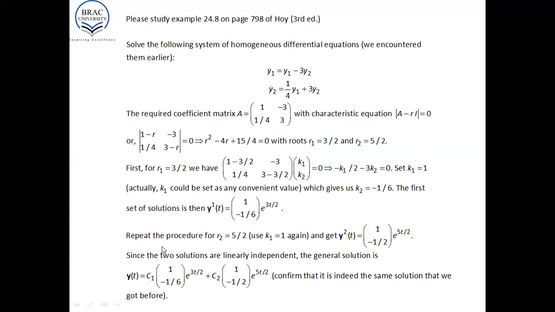Repeat the procedure for the second root, r2 equal to 5 by 2. Use k1 equal to 1 again and obtain y2 is equal to the vector (1, minus half) times e to the power 5t by 2. Now, since the two solutions are linearly independent, the general solution is the sum. So y of t is equal to c1 times the first solution plus c2 times the second solution. Evaluate the products, remove the brackets and confirm that it is indeed the same solution that we got before.